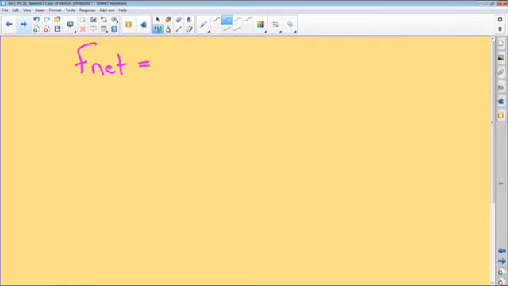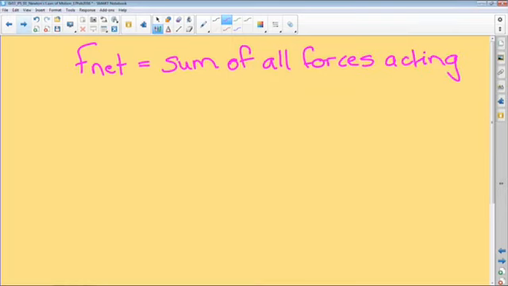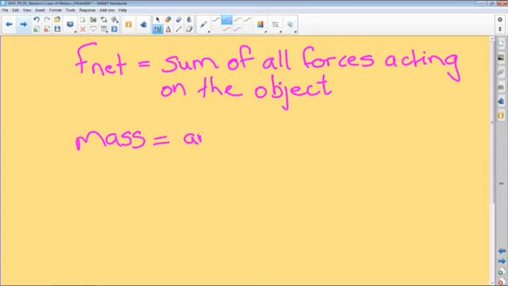So your net force, we're going to say, is the sum of all the forces acting. Okay. Now remember that you need to take into account here if they're acting in the same dimension, in other words, up and down or left and right. But it's the sum of all the forces acting on the object. Okay, then we had mass, which we're going to call the amount of matter.